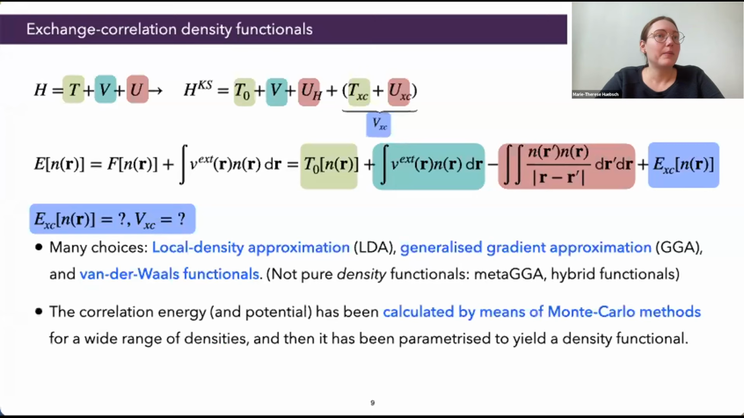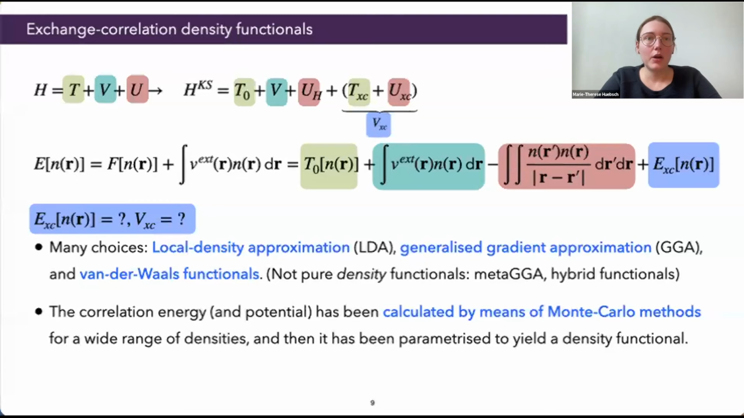So these other functionals are, for instance, meta-GGA that include the kinetic energy density, and hybrid functionals. In hybrid functionals, the Fock exchange is then explicitly included, which makes them computationally more expensive. Okay, but back to density functionals.